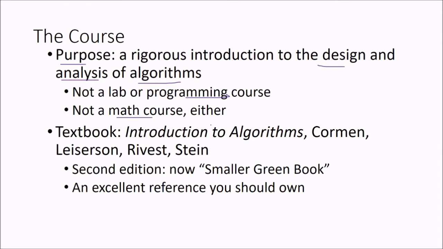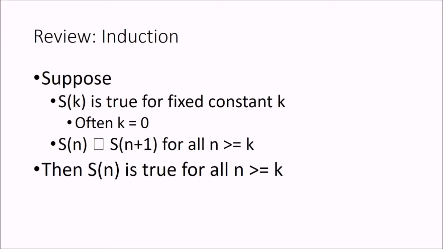As I suggested, the reference is Introduction to Algorithms by Cormen, Leiserson, Rivest and Stein. This is based on the second edition, and the difference between the third and second versions of the textbook is not much. This is a very good and excellent reference you should have if you're a computer science student.